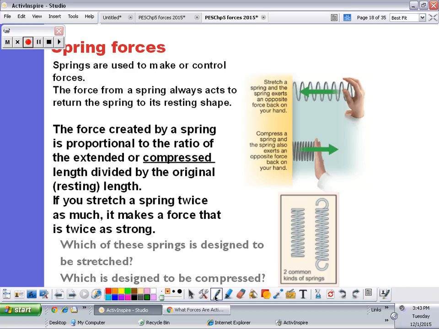So if you look at these springs over here in this box, these are two common kinds of springs. Which one of these springs is designed to be stretched? Obviously, you look at them, the one with the hooks, so they can be stretched. The other one that's going to be compressed is the one that can be pushed on. These would be like your bed springs. This would be like on a swing set, if you're hanging something, a jumpy thing or something to hang from.